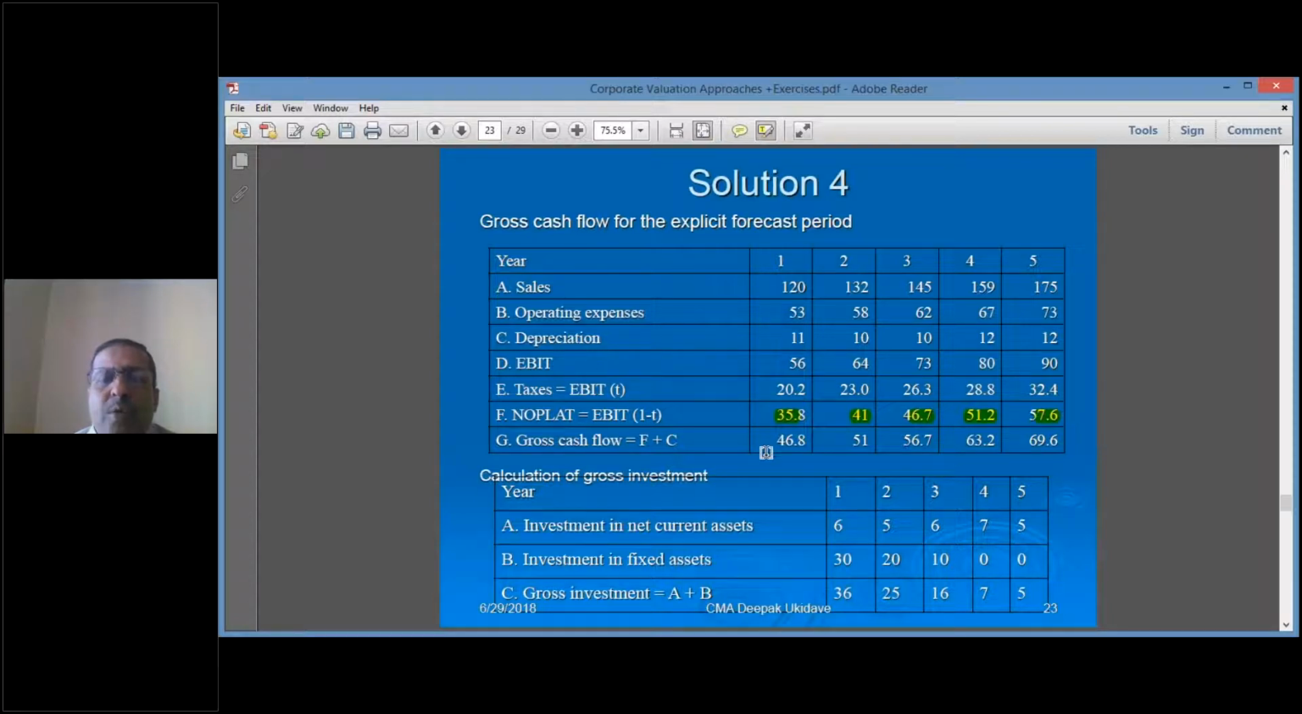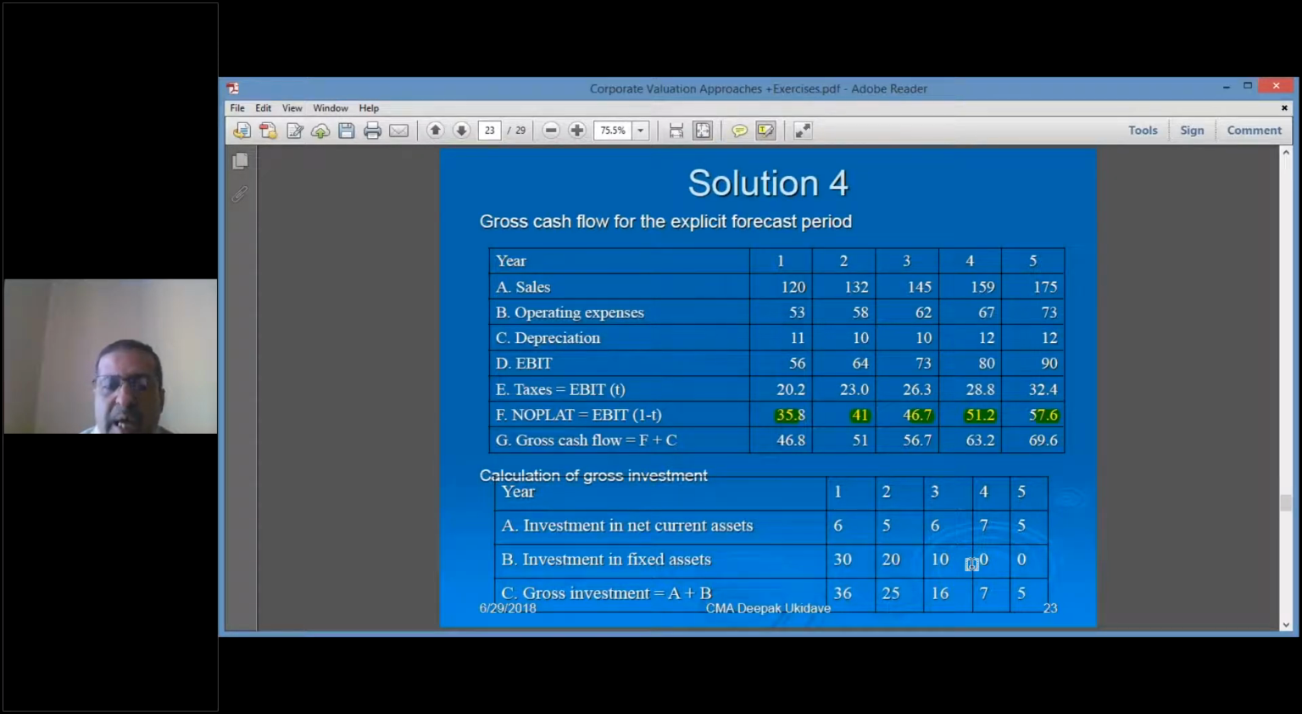This is NOPAT, and to this NOPAT you add depreciation. See, F plus C: F is NOPAT, and to this depreciation C is added, 11. 35.8 plus 11, you get 46.8, 41 plus 10, 51, and so on. So you get gross cash flow, which is F plus C. Then we have to deduct the investment in capex and investment in WC. Investment in WC is 6, 5, 6, 7, 5 and investment in capex is 30, 20, 10, 0.